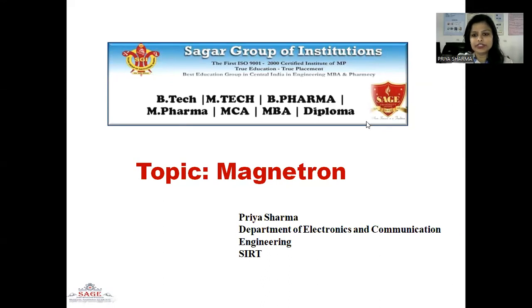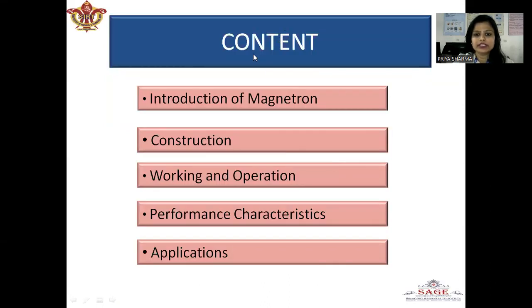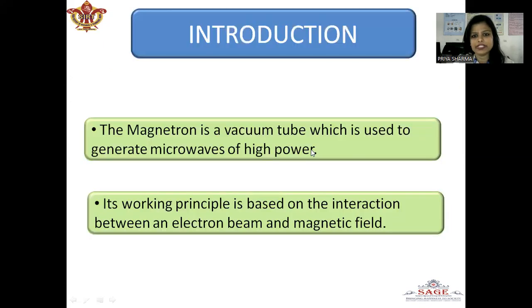Today we are going to discuss the topic Magnetron, which is the third topic of Unit 1. The contents of this lecture are: introduction to magnetrons, then construction, working and operation, performance characteristics, and lastly the applications.